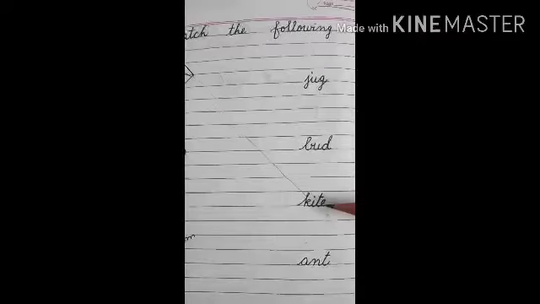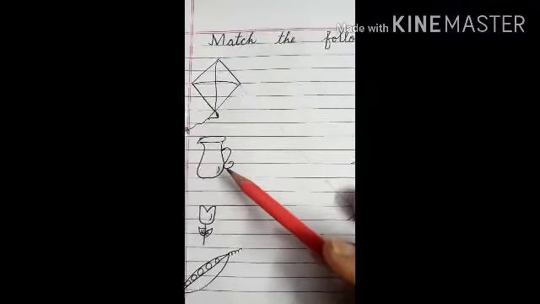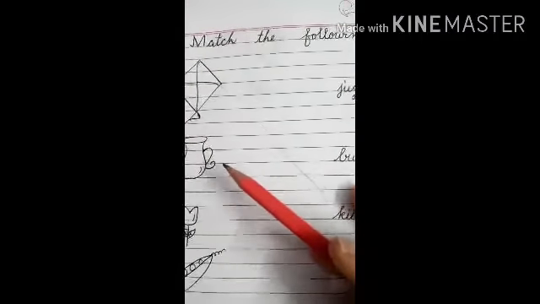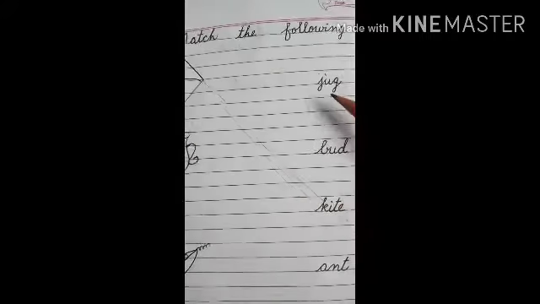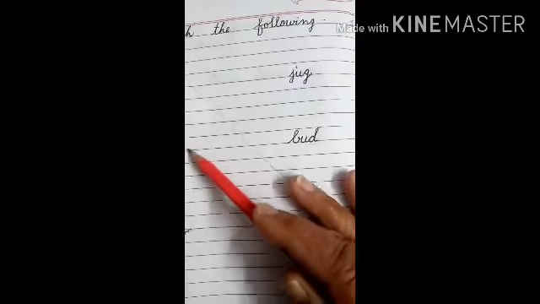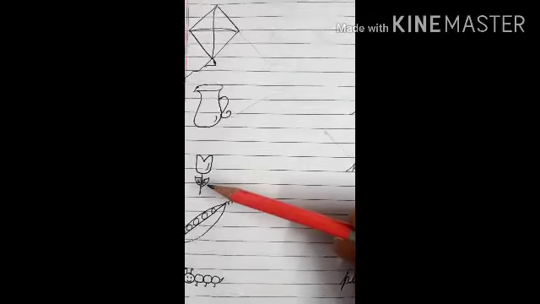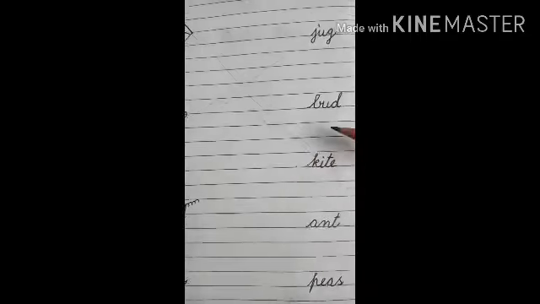K-I-T-E, kite. And this is a jug. J-U-G, jug. Let's find out the spelling of it. J-U-G, jug. Now we will match the picture with this spelling. And this is a bud. Bud of a flower. So the spelling of it. B-U-D, bud. Let's find out the spelling. Here it is. B-U-D, bud.